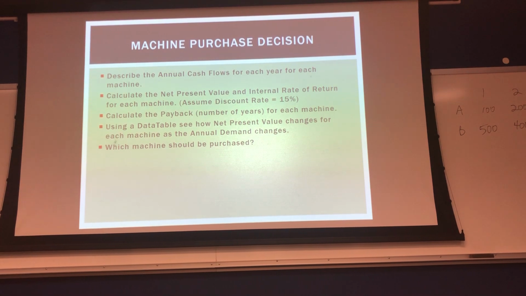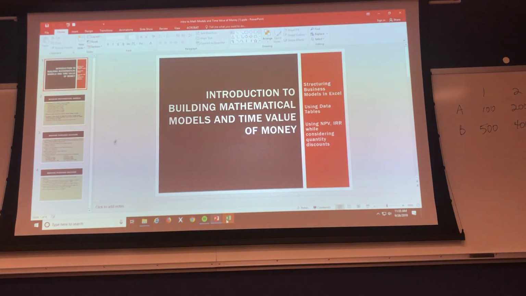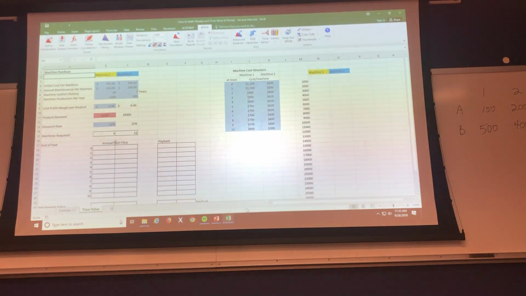an apples to apples comparison between these machines, where we can use performance measures like net present value or internal rate of return or payback, where we can say we choose this option over this option, and here's why, because we actually analyzed it with different financial measures. So that's what we'll be doing right there. So here was the model.